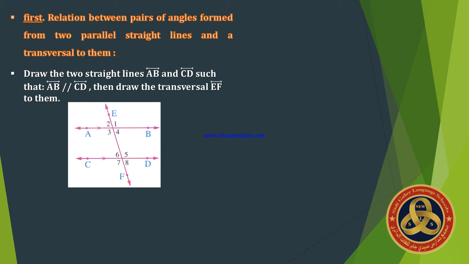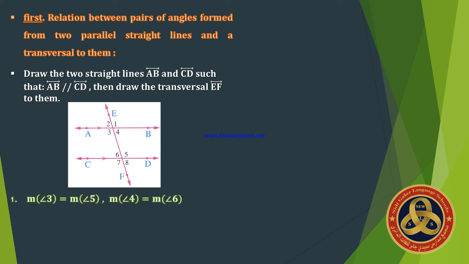We have the first relation, called alternate angles. The second relation is the corresponding angles, and the third is the interior angles on the same side of the transversal. Let's study them in detail.